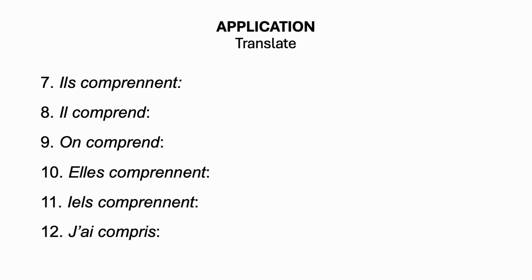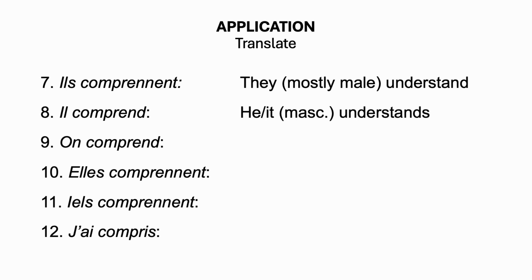Okay, so now here are some more sentences. So you can now pause the video and translate these last 6 sentences. 7. Ils comprennent. Répétez. Ils comprennent. They understand. They're referring to mostly masculine, male identifying people or masculine nouns. 8. Il comprend. Répétez. Il comprend. He understands, or it referring to a masculine noun understands.